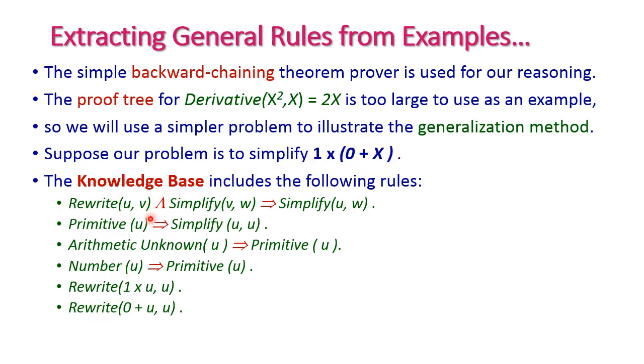What are the rules here? Rewrite(u, v) and Simplify(v, w) gives Simplify(u, w). Second, Primitive(u) gives Simplify(u, u), and ArithmeticUnknown(u) gives Primitive(u). Number(u) gives Primitive(u). We can rewrite 1 times u as u, and 0 plus u as u. So these are the predefined knowledge available in our knowledge base for solving this particular problem.